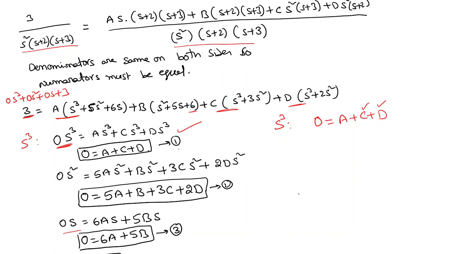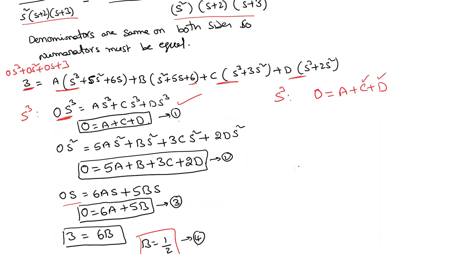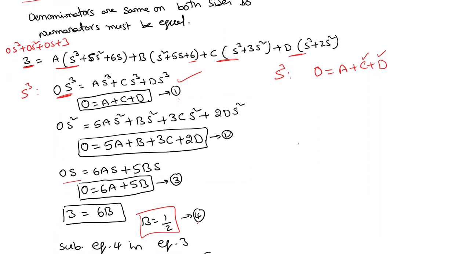But if you continue, you can find the other 3 terms also without the substitution method. Now the second one is here. I did the s square term, made it equal, and I end up with a second equation, and this is the s term and this is the constant.